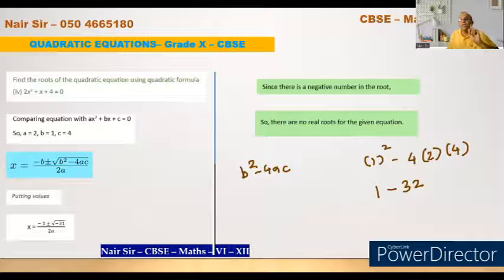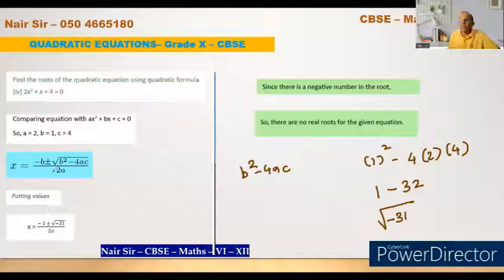Again, now look at this. Integers don't leave you anywhere. And if your integer basics are weak, you are bound to make mistakes. 1 minus 32 is what? Different sign, subtract, and put the sign of the bigger number. So root of minus 31. Got it?